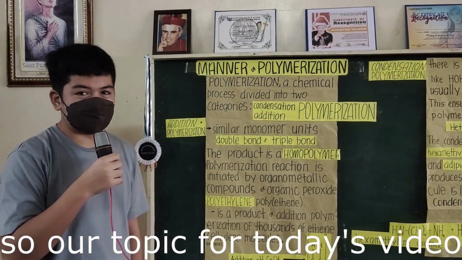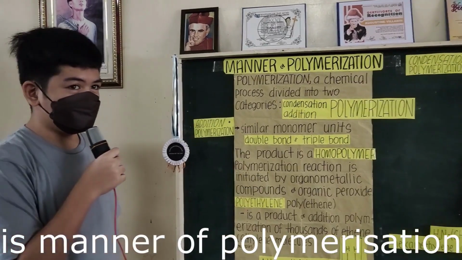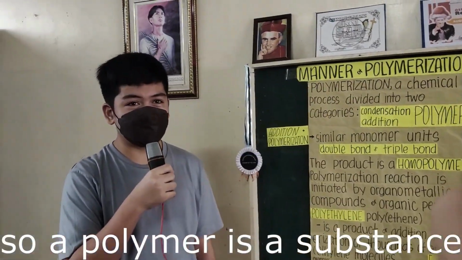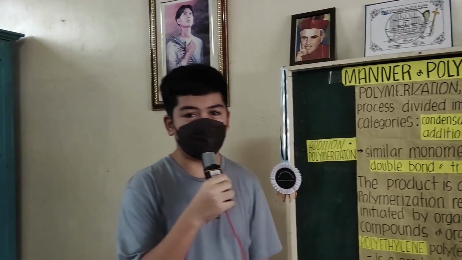So our topic for today's video is the manner of polymerization. A polymer is a substance that is made of very large molecules that are in turn made up of many repeating units called monomers. Polymerization is the process through which these monomers come together to form the macromolecules that constitute polymers.